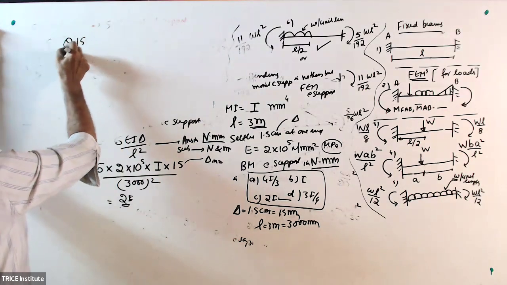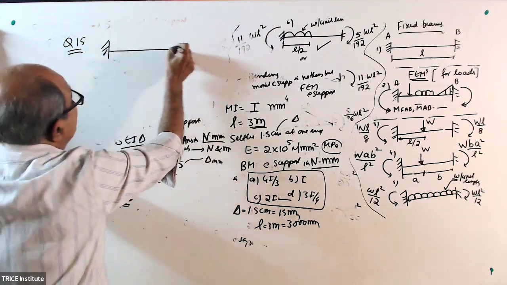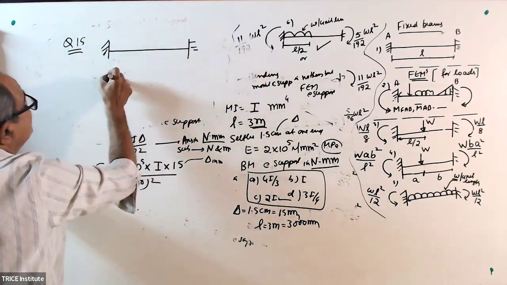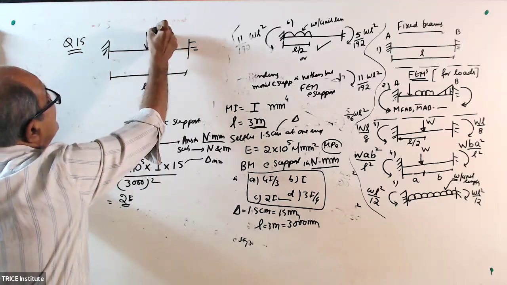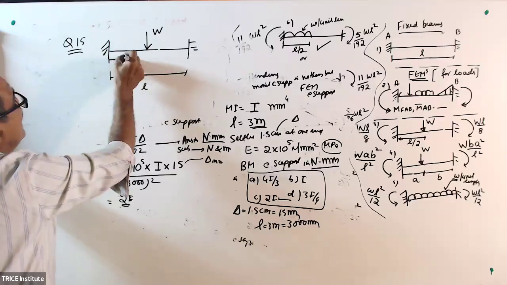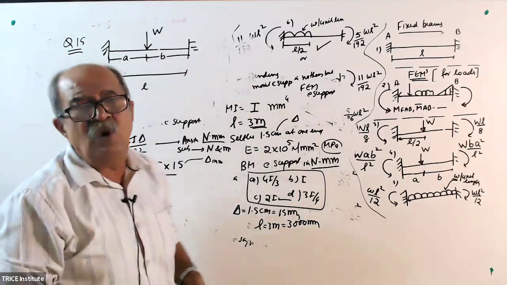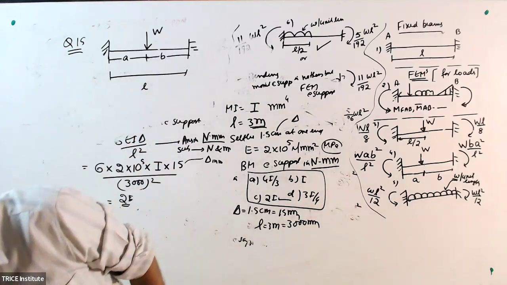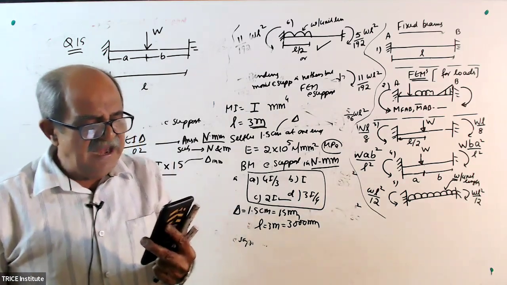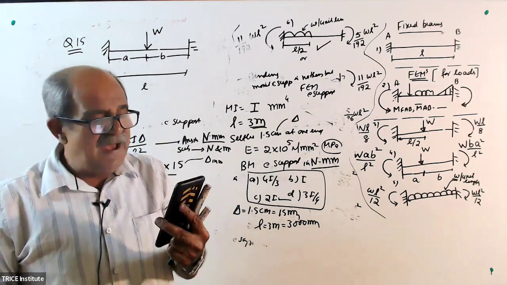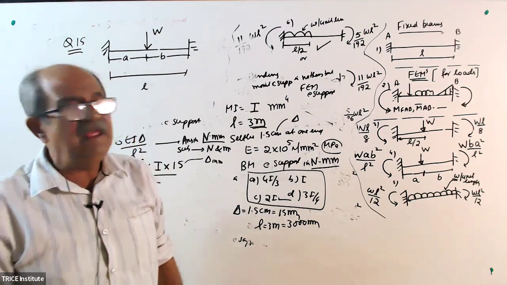Question 15. They told for a fixed beam, see the question correctly. Let the span be L. A load W anywhere. Load W anywhere means A from here and B from here. Remember, if they tell central load, you should take L by 2. They told due to some point load anywhere on a fixed beam. Anywhere on a fixed beam means you can place it anywhere, randomly, A and B.